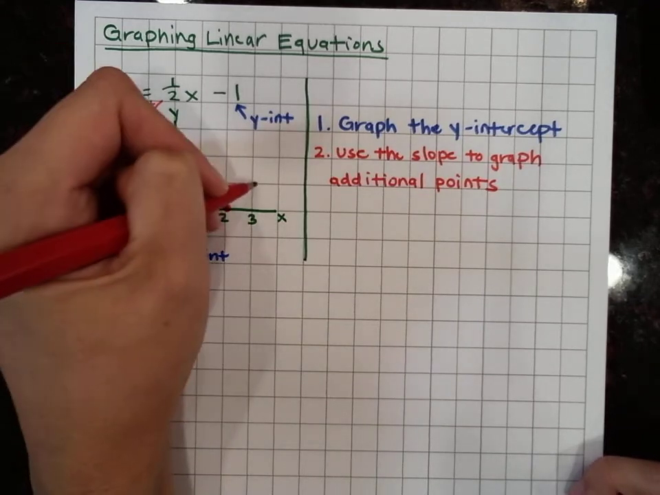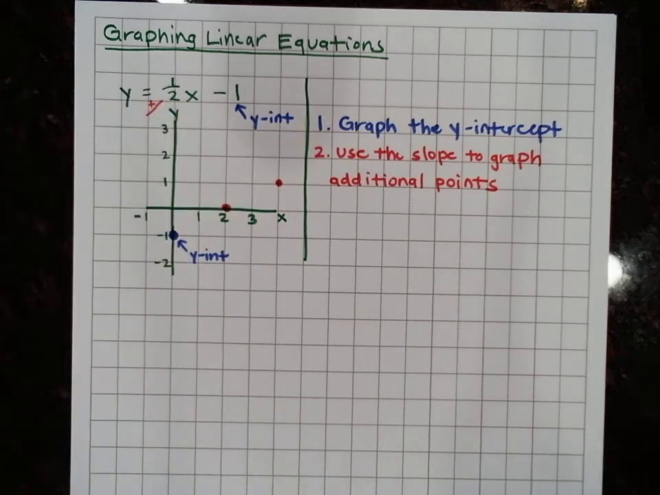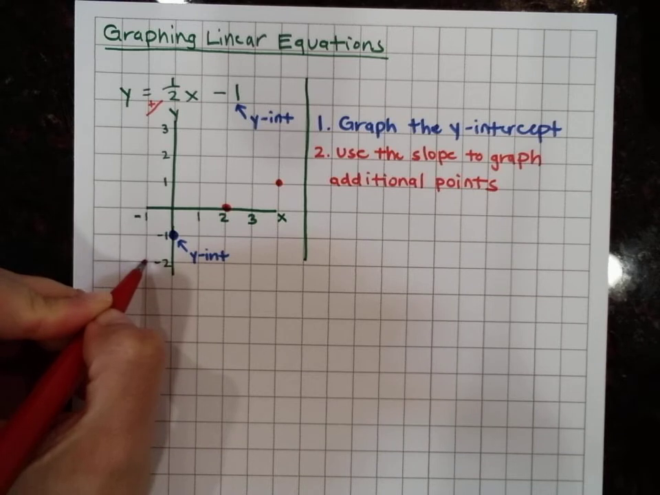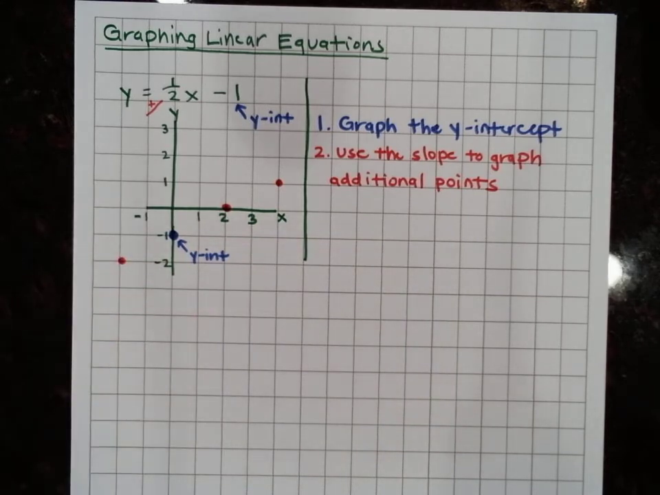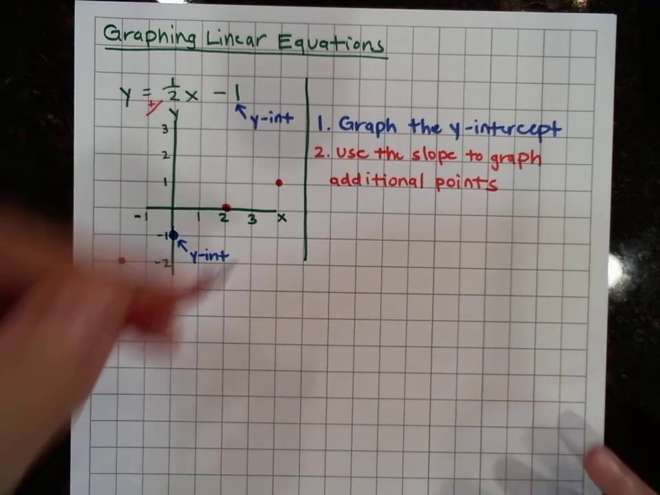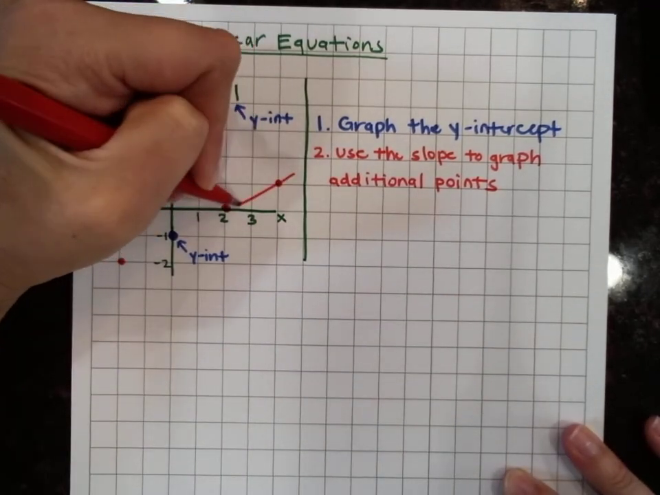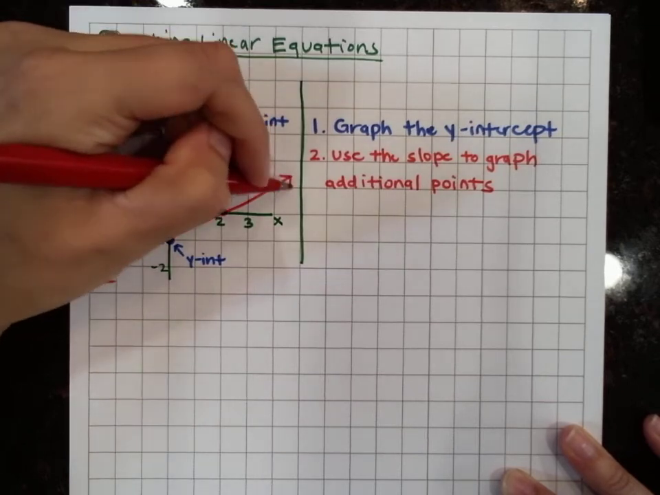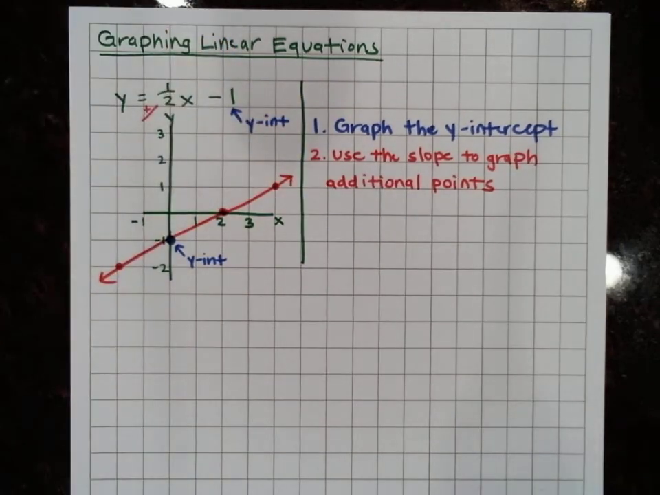I need to go up 1, right 2. So you can draw multiple points. You could also go down 1 and to the left 2. And then you just draw a straight line going through those points. If it doesn't form a straight line, then you did something wrong. So it must be a straight line.